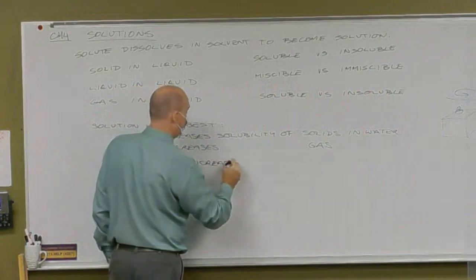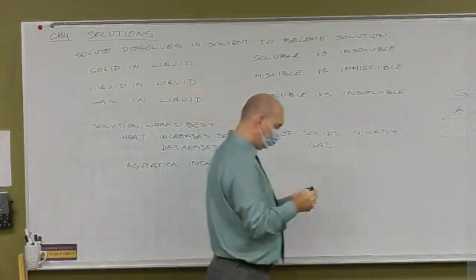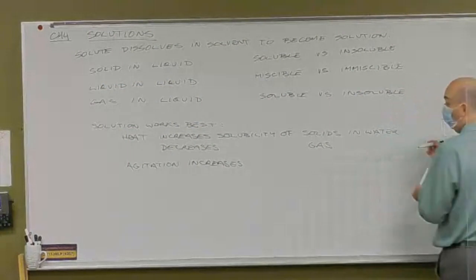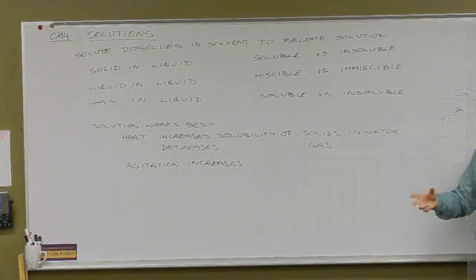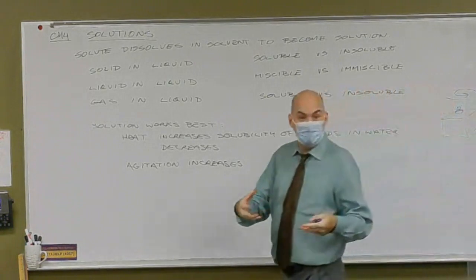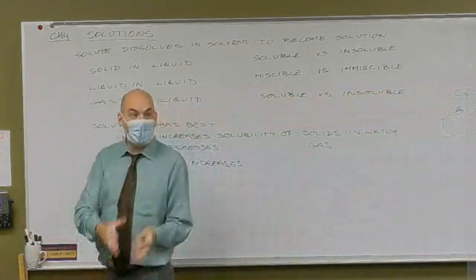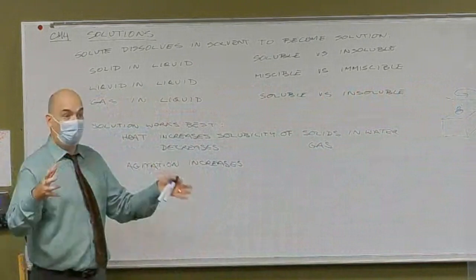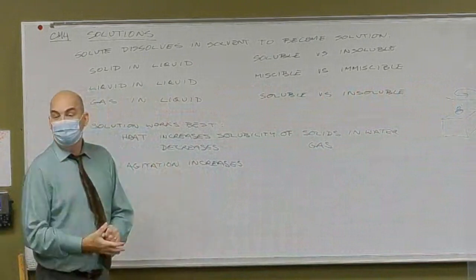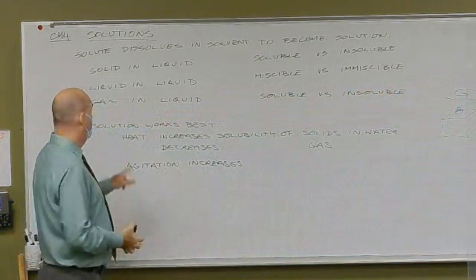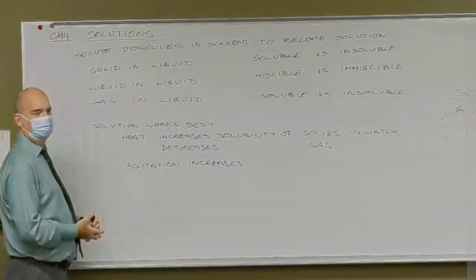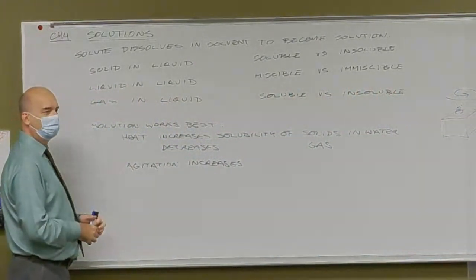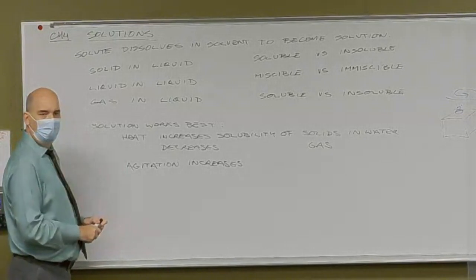So agitation increases solubility of the solids. There's a component of diffusion in the heat as well, because the heat gives the liquid kinetic energy, which allows it to move, sets up a thermal current, and diffusion plays an important role in this first one as well. We'll come back and talk about diffusion at the end of the chapter. Anything else I can do?